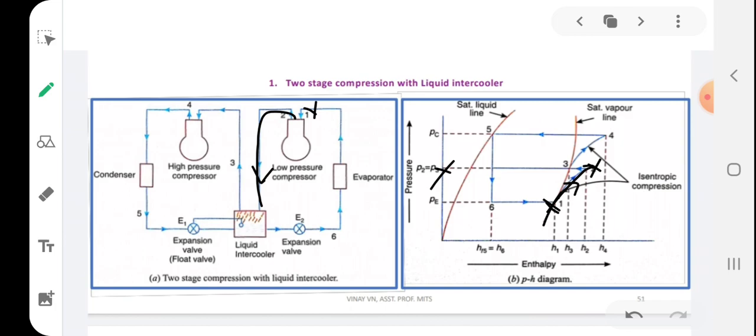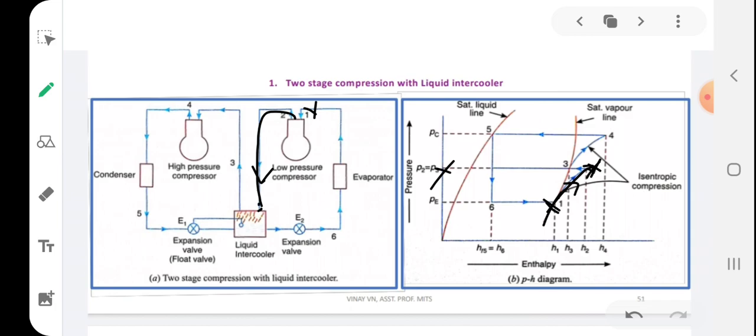Because at 2, what is the state of the refrigerant? It is gaseous, so it is a superheated vapor. This superheated vapor is fed into a liquid intercooler. What will happen if the superheated gas is fed into an intercooler? It will definitely lose some of its heat and become a little bit cooler, right? So its temperature will decrease, but the process will be a constant pressure process. Most of the cooling or heating takes place at constant pressure.